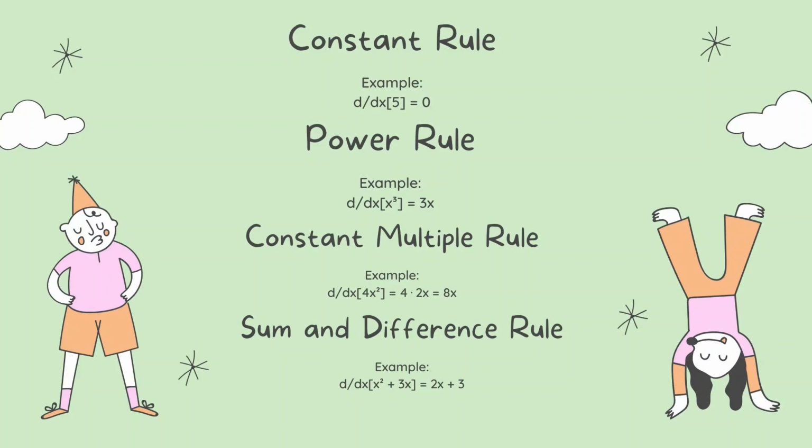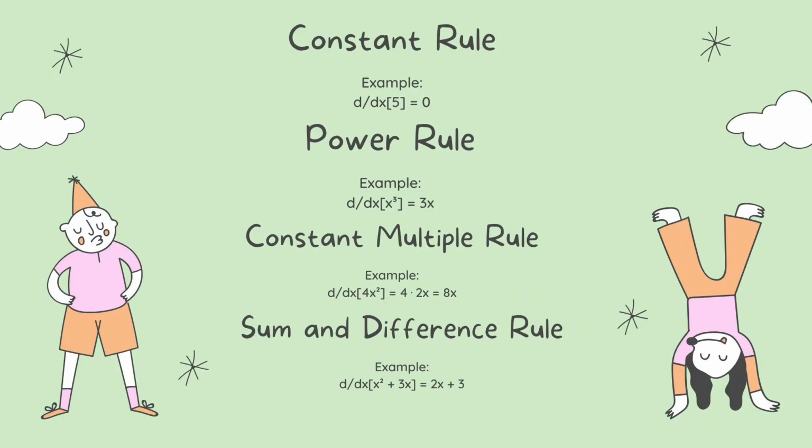Next, we have the power rule. In the power rule, when you differentiate x to the power n, just bring down the power and subtract 1 from the power. For example, if you differentiate x to the power 3, you will get 3x squared.